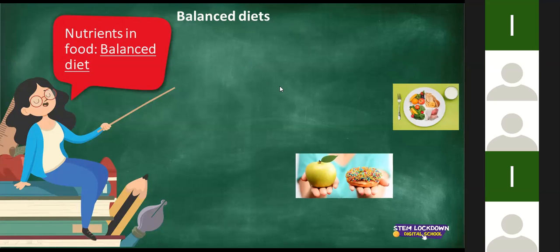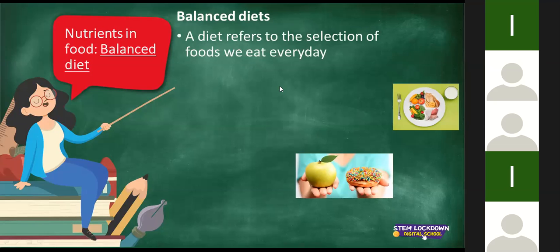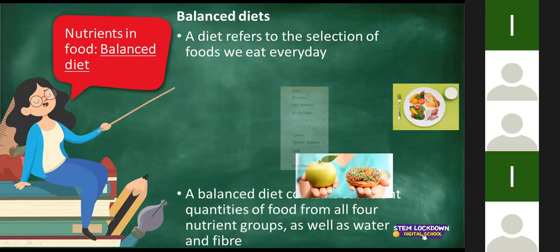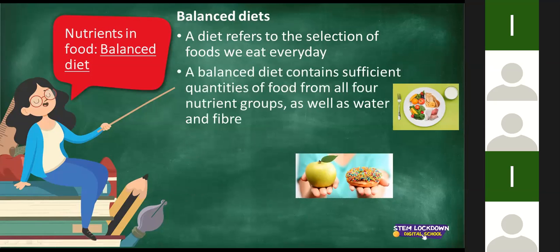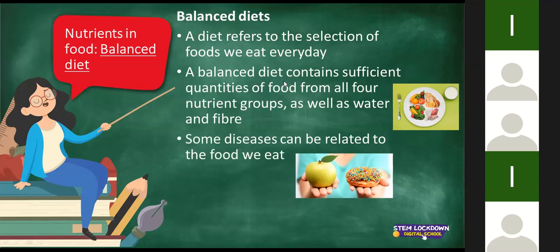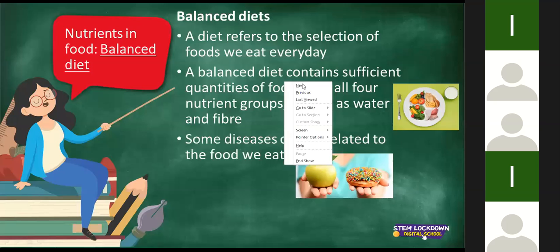Excellent. All right, so this is a diet that refers to the selection of foods we eat every day. A balanced diet contains sufficient quantities of food from all the nutrient groups as well as water and fiber related to the food that we eat. If you had to choose between an apple and a donut, I think a wise decision would be to eat an apple as opposed to a donut. Who agrees with me? Awesome stuff.